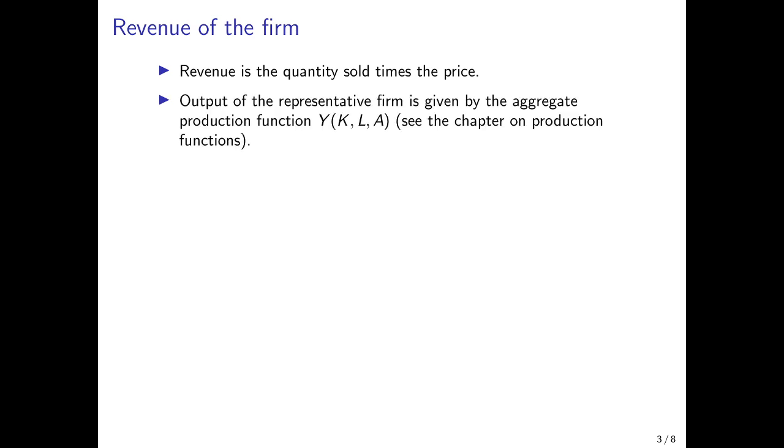Now we describe in more detail the revenue of the firm. As I've already said, the revenue is the quantity of goods that the firm sells multiplied by the price that it can charge for this good. In a macroeconomic context, aggregate output is produced by the single representative firm because there is no other firm that produces anything. So aggregate output is produced by this particular firm and is given by the production function. The production function, as you see in the chapter on production functions, relates output Y to inputs of capital and labor given the state of technology A in the economy. So the output of the representative firm is Y, and that's the quantity that the firm sells.